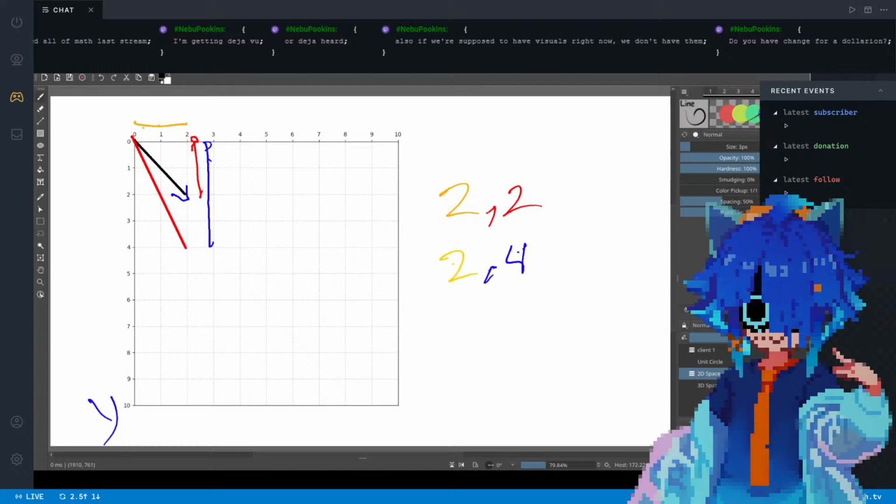Do I have change for a dollarino? AI doesn't know what a dollarion is.